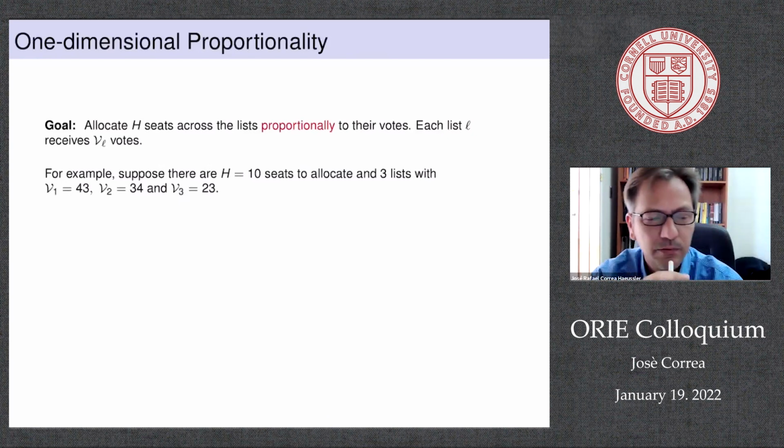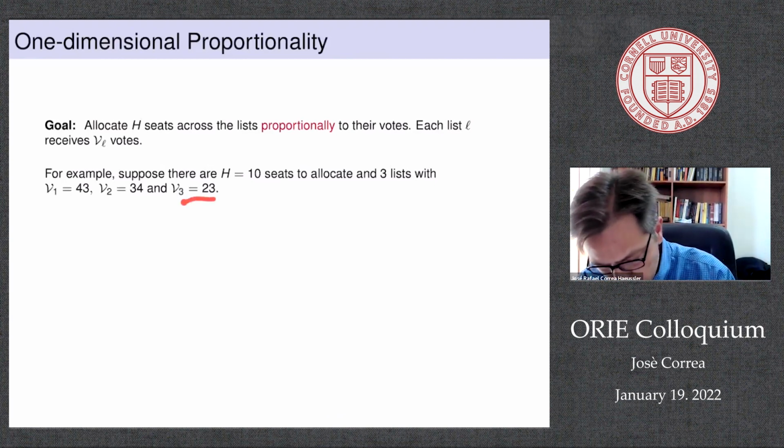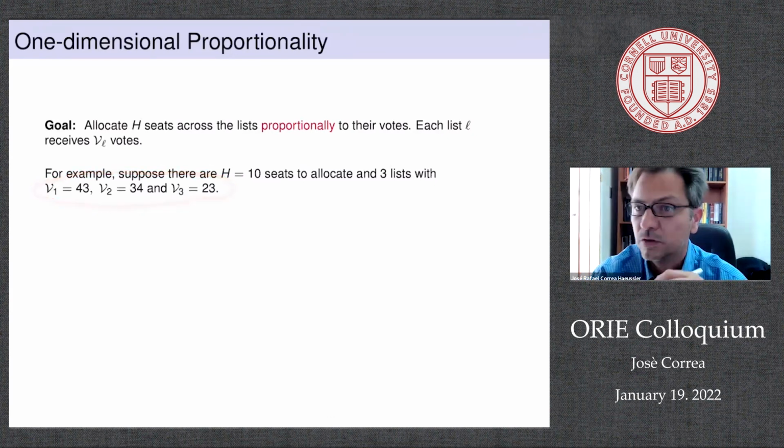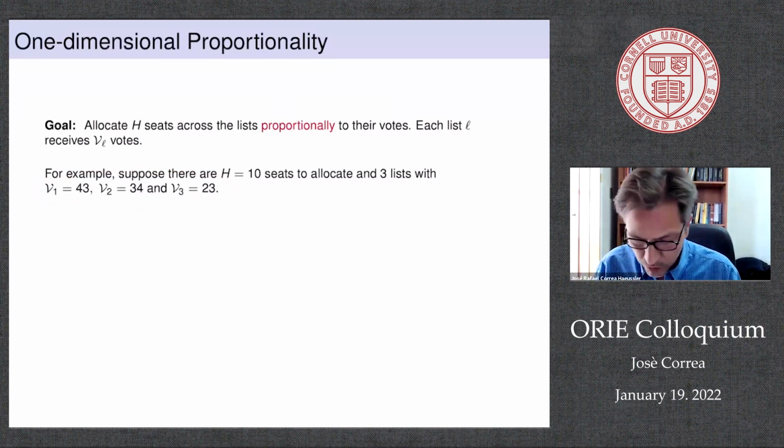Let's say we have 3 lists in this example. They have 43, 34, and 23 votes. So let's say this is our vote vector, right? And we want to allocate 10 seats. So what would you do?